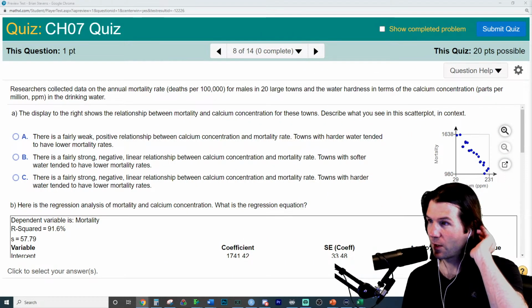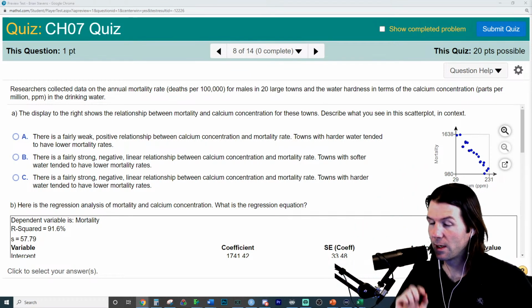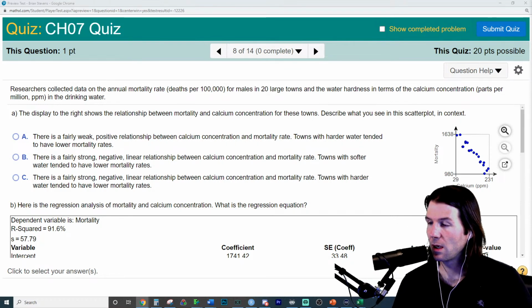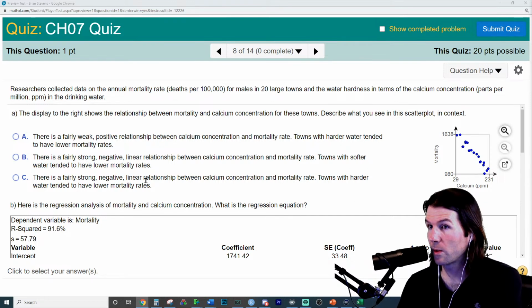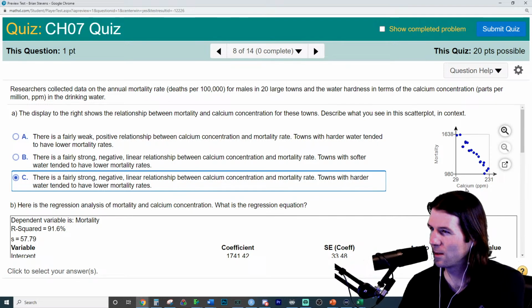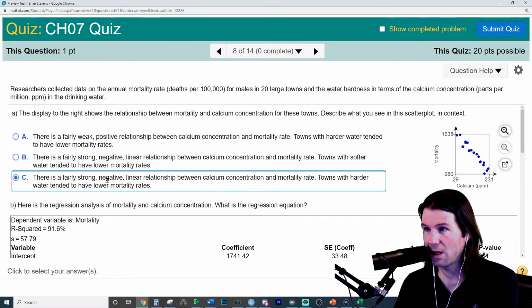Awesome. We got mortality, fun topics. And what do we see here? We see a negative correlation. We see that the line would go downward. So immediately we start to notice in this question there's a fairly strong negative linear association. Towns with, and so this is where people might get confused. The more calcium in the water, the harder the water is. So towns with harder water, which is more calcium. I've had people ask me, what does harder water mean? It means more calcium. Towns with harder water tend to have lower mortality rates.